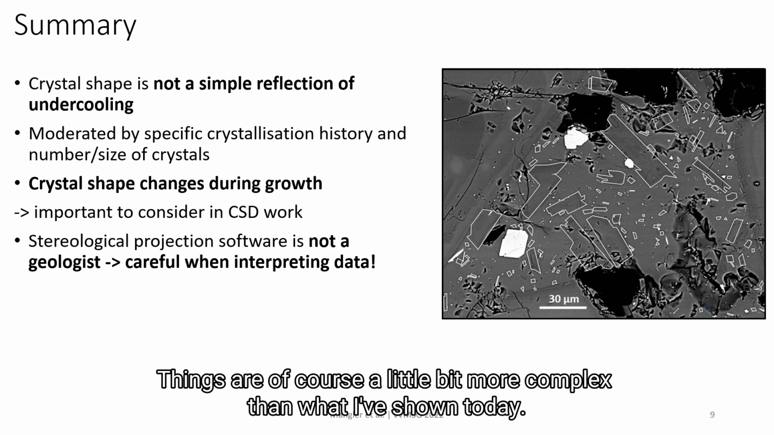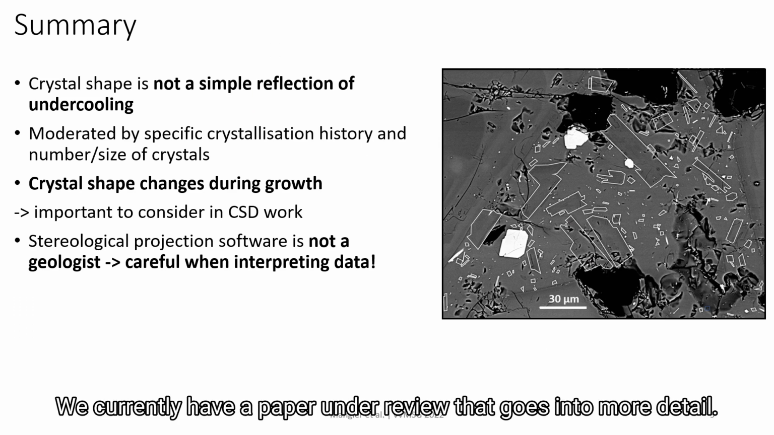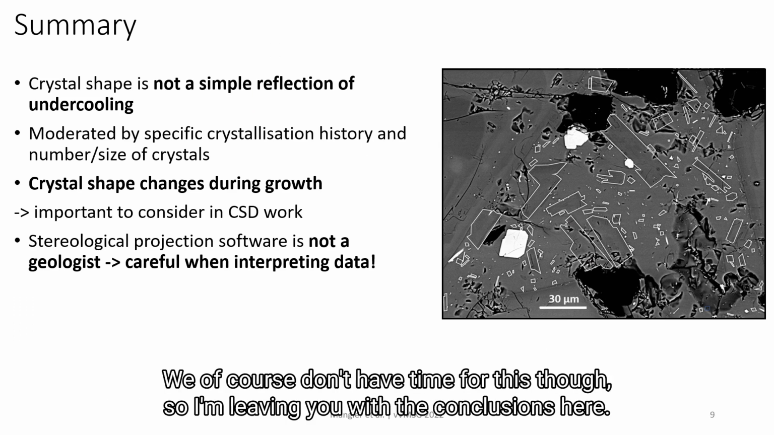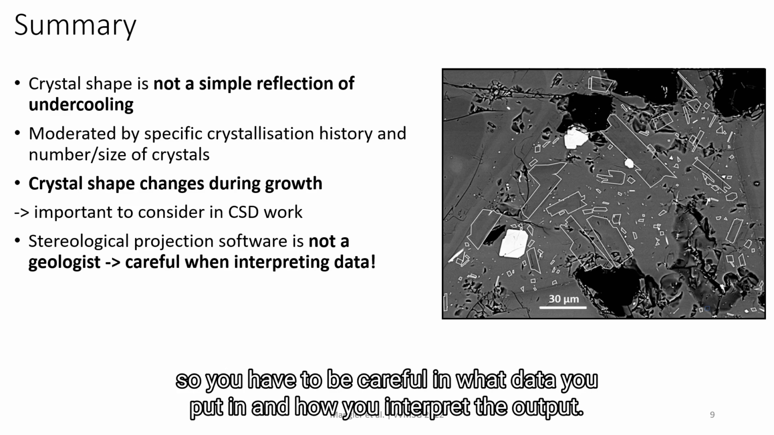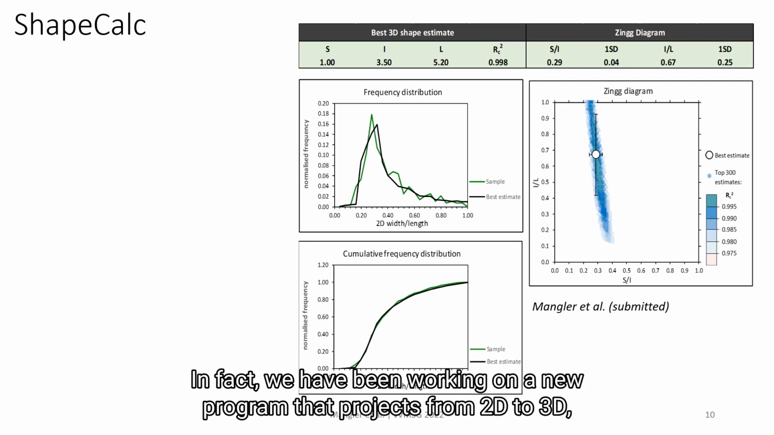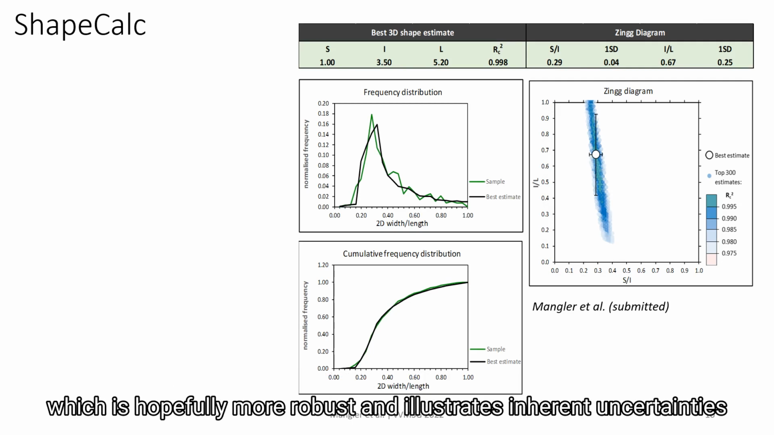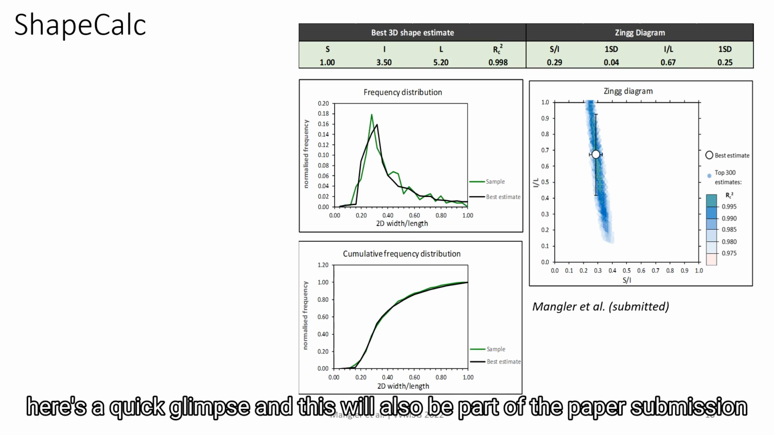Things are of course a little bit more complex than what I've shown today. We currently have a paper under revision that goes into more detail. We of course don't have time for this though, so I'm leaving you with the conclusions here. Finally, I would like to stress that stereological projection software is not a geologist, so you have to be careful in what data you put in and how you interpret the output. In fact, we have been working on a new program that projects from 2D to 3D, which is hopefully more robust and illustrates inherent uncertainties. Here's a quick glimpse. This will also be part of the paper under submission.